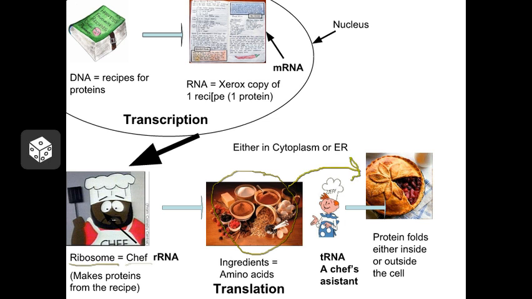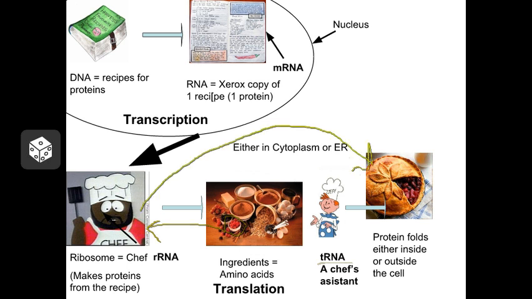That's translation. Now, the chef has a little assistant. It's a little molecule called a tRNA. And what the tRNA actually does is pick up specific ingredients and take them to the chef in the right order so that the chef can make the pie. So at the end of this, you've got your amino acids put together in the right sequence. That's going to make a protein, or your finished product, the pie.